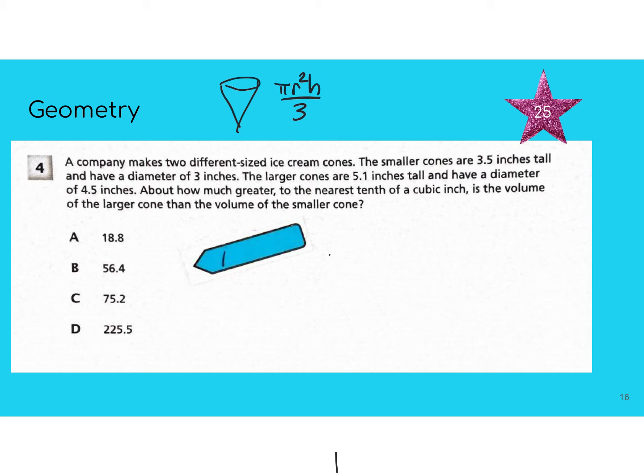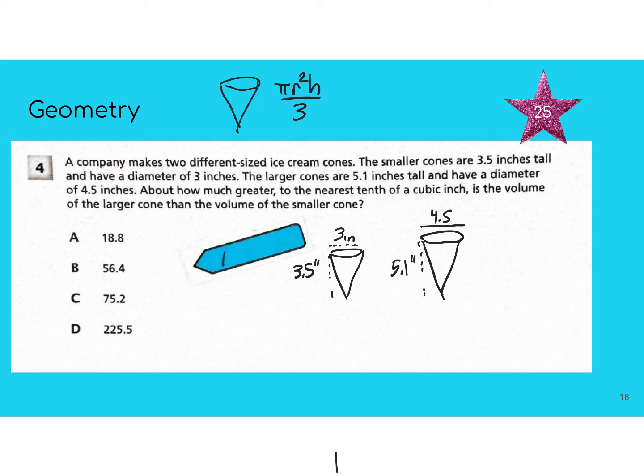So the smaller ice cream cone is 3.5 inches tall. So that's its height. And it has a diameter, remember that's all the way across, of 3 inches. The larger cone is 5.1 inches tall. And it has a diameter of 4.5 inches. So we have to compare them. And so in order to do the comparing, we have to find the volume of both.